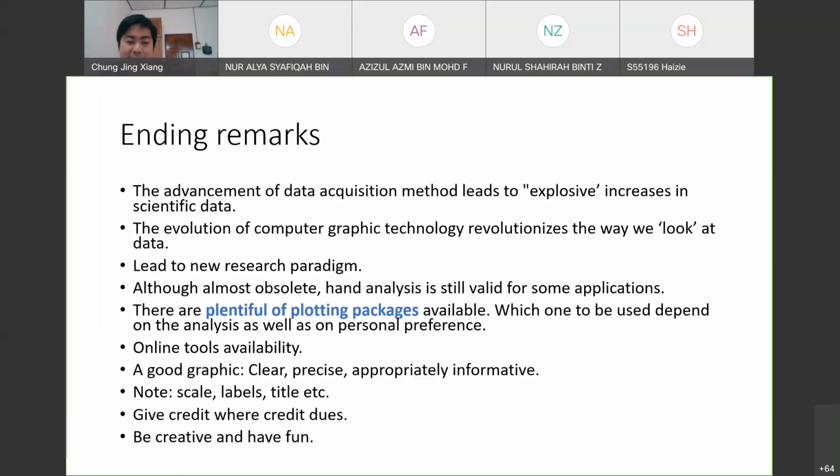And of course, remember a good graphic has to be clear, precise, and informative. Yeah, and also clear, neat, tidy. And of course, don't forget the scale, label, and title. And if you are using a graphic from other people, you have to give credit. Okay. And lastly, be creative and fun.